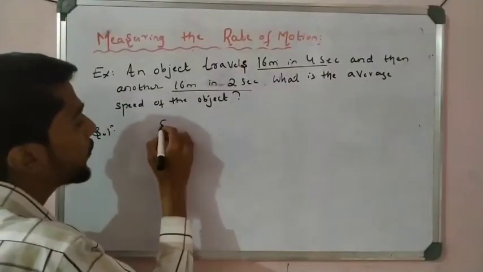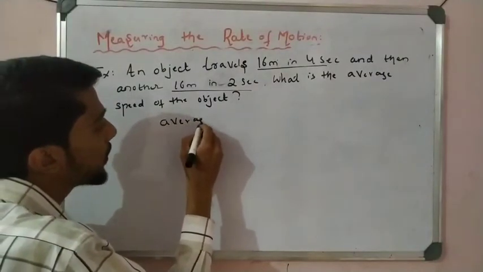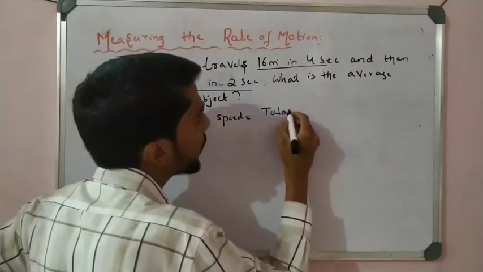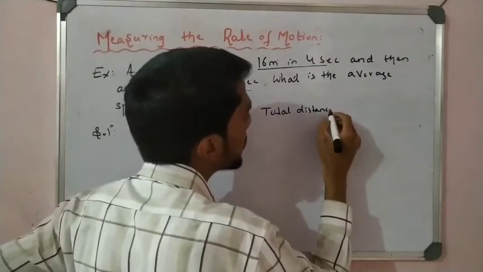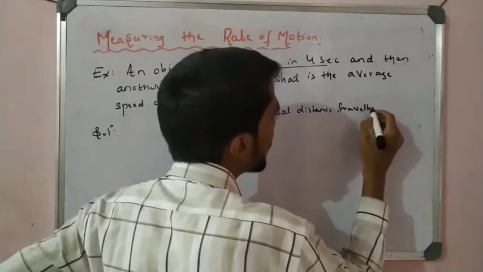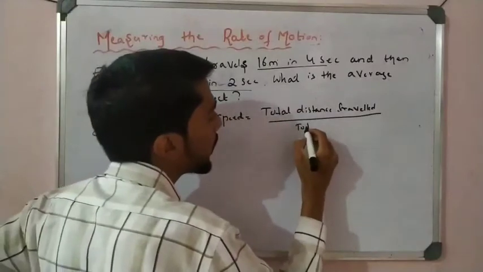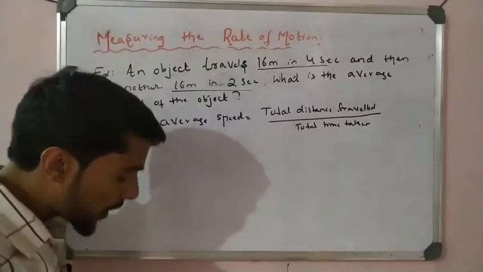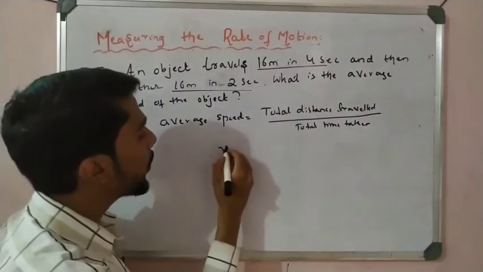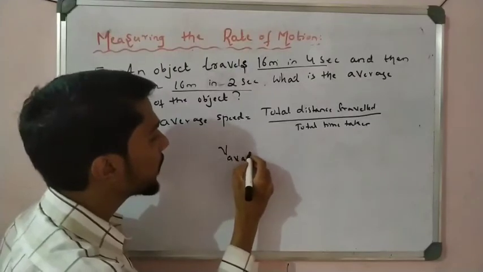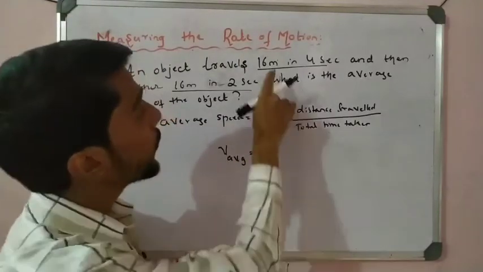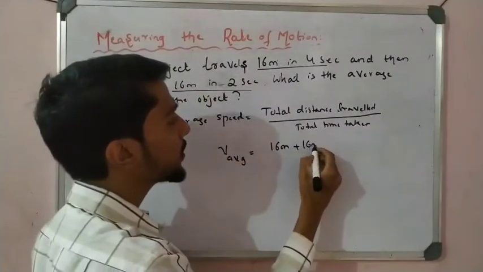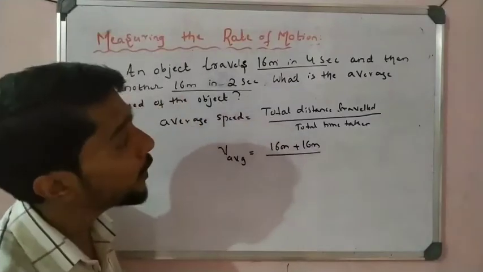So the average speed formula is one we know: average speed is equal to total distance traveled divided by total time taken. Now let us apply the average speed formula, V average. What is the total distance traveled? First 16 meter and then 16 meter, two times. That is the total distance traveled. And what is the total time taken?